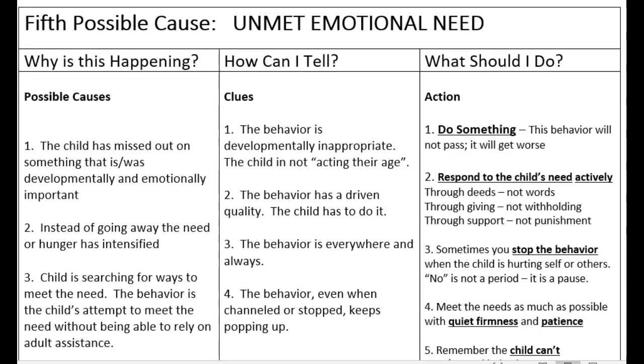The last possible cause is an unmet emotional need. Think about the times when you feel anxious, apprehensive, fearful, unsure, confused, our behavior comes out in ways in which we might become more defensive or very nervous about certain things. So with young children, the same thing happens. So why is this happening? Well, maybe a child's missed out on something. Instead of the emotional need going away when we have it, when we don't feel safe and secure, we're going to be seeking out ways, and the child does the same things to feel safe and secure.